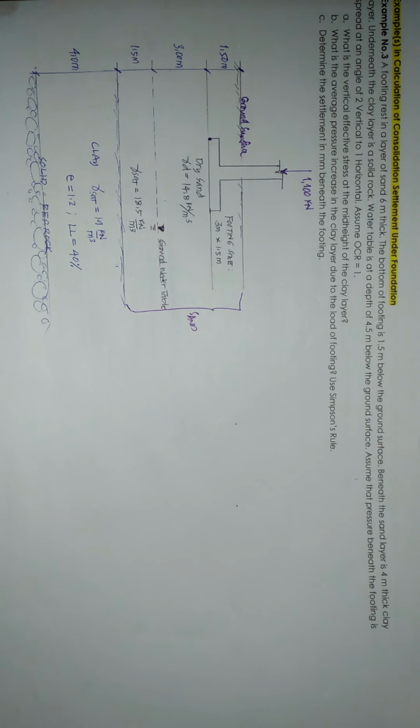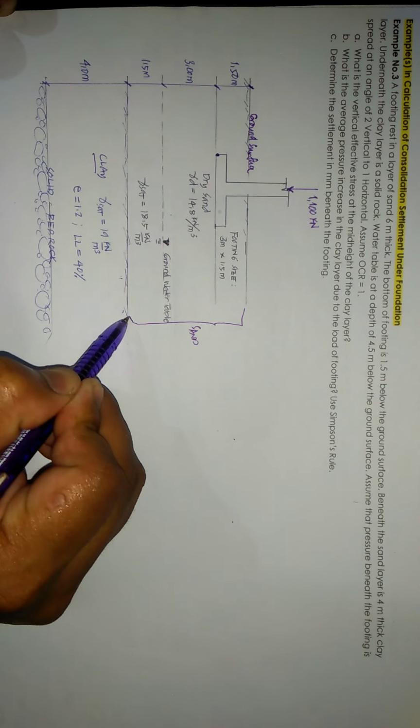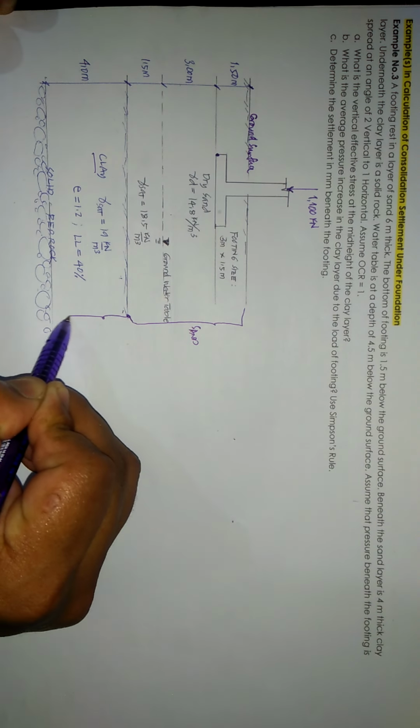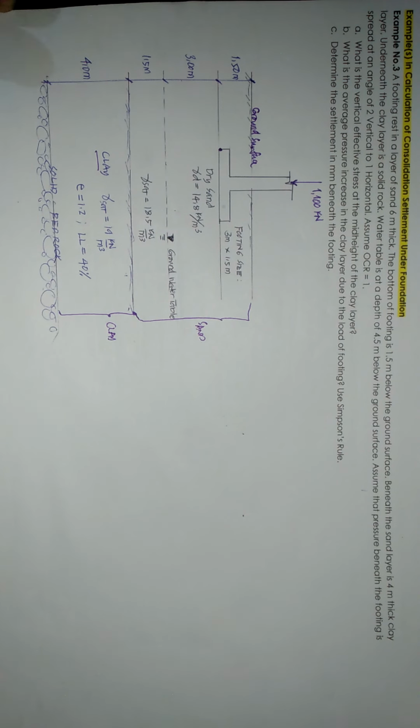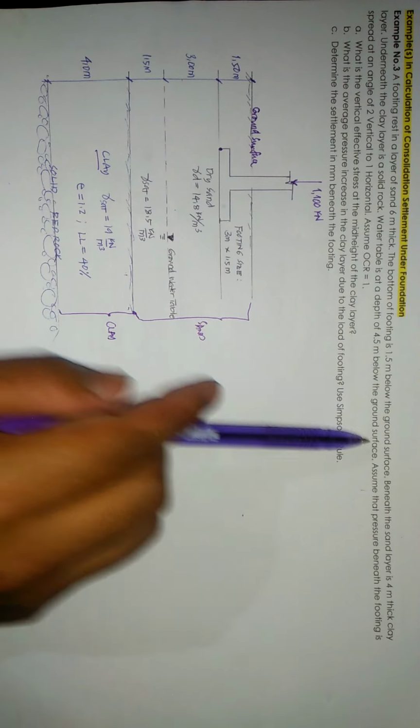Right? Meron tayong 1.5. From this portion up to this portion is 1.5. Yan yung depth ng footing ba? Yan yung natawag natin depth of footing or the bottom of the footing. So 1.5 meter below the ground surface. So beneath the sand layer is a 4 meter thick clay. So pansin nyo may clay tayo dito. Ito yung clay natin. From this portion up to that portion, that would be your clay layer. So underneath the clay layer is a solid bedrock. So ito yung solid rock natin. And the water table is at a depth of 4.5 meters below the ground surface.